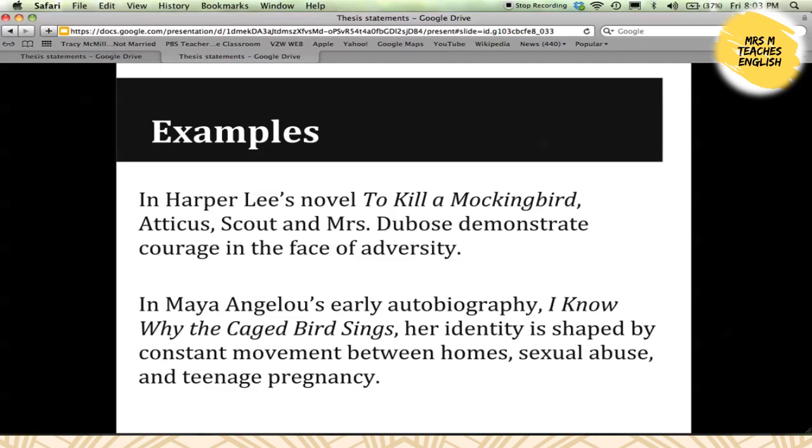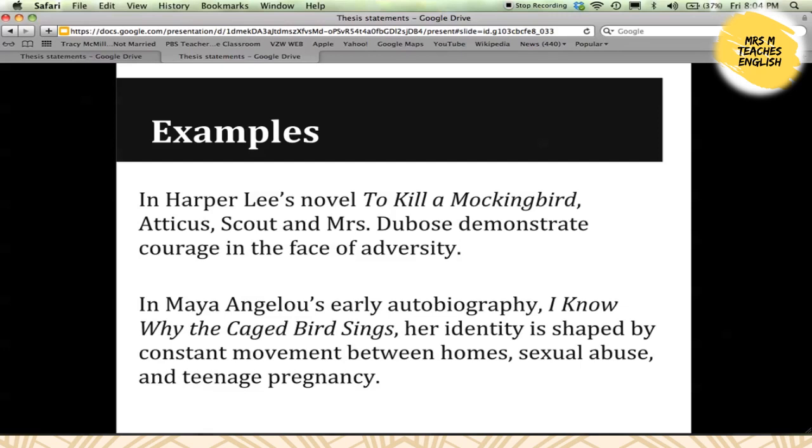The second example is from Maya Angelou's early autobiography, I Know Why the Caged Bird Sings. It was an essay that asked students to really analyze her identity and select 3 events from her life that were covered in the early autobiography, and to analyze how those events shaped Angelou's identity and really helped her to understand why the caged bird sings. So this example thesis statement reads, "In Maya Angelou's early autobiography, I Know Why the Caged Bird Sings, her identity is shaped by the constant movement between homes, sexual abuse, and teenage pregnancy."